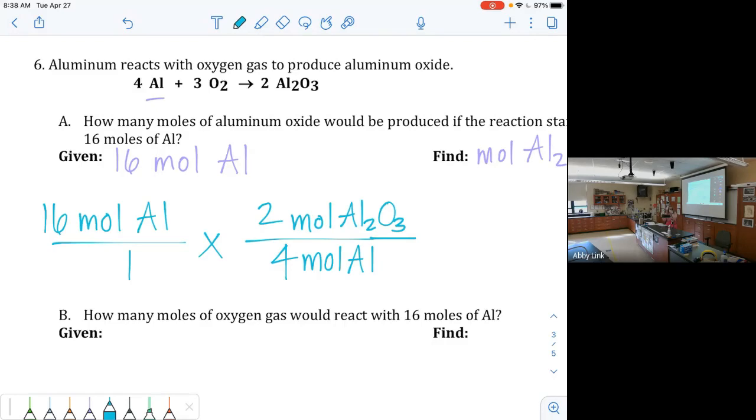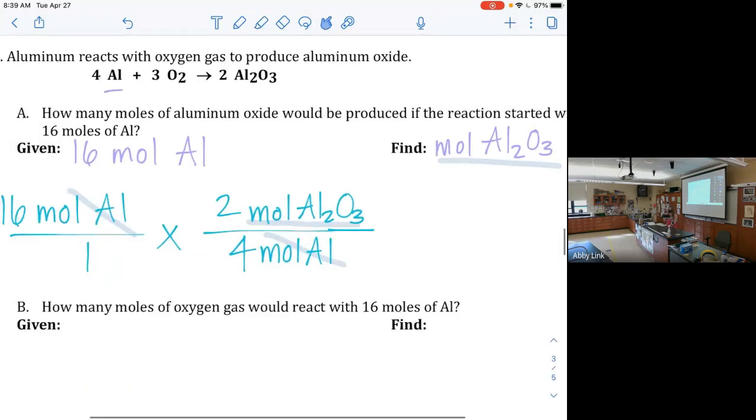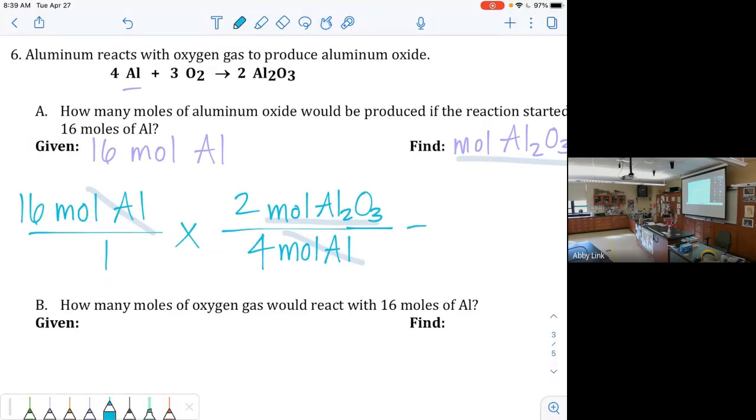Stop and think here, guys. What is this going to leave you with for a unit for your answer, right? Your moles of aluminum are going to cancel out. You're going to be left with moles of Al2O3. What did I want to find? Moles of Al2O3. So guess what? You've done this problem. Okay, well, we have to solve it, but basically you're done.